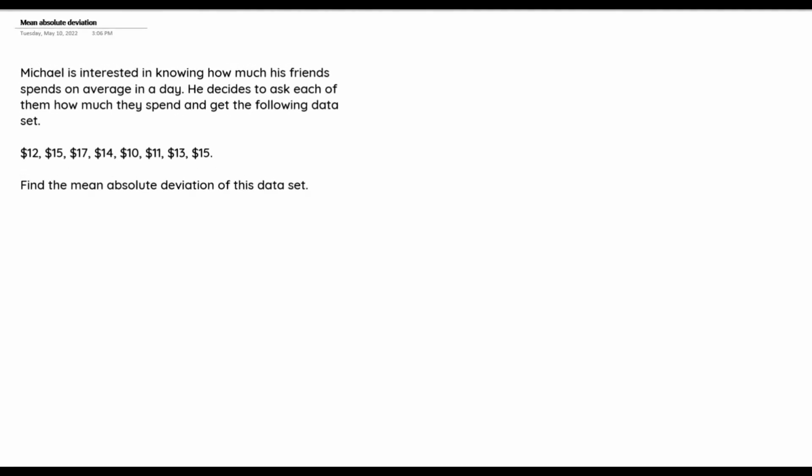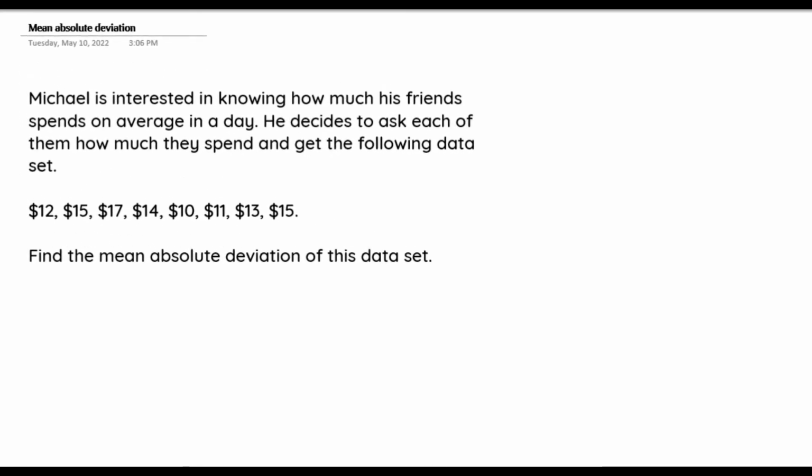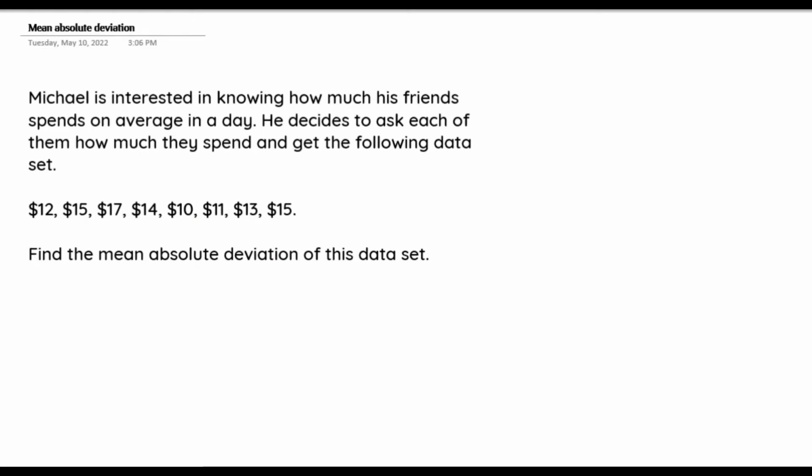Our question says that Michael is interested in knowing how much his friends spend on average in a day. He decides to ask each of them how much they spend and gets the following data set: 12, 15, 17, 14, 10, 11, 13, and 15. The question now says we should find the mean absolute deviation of this data set.